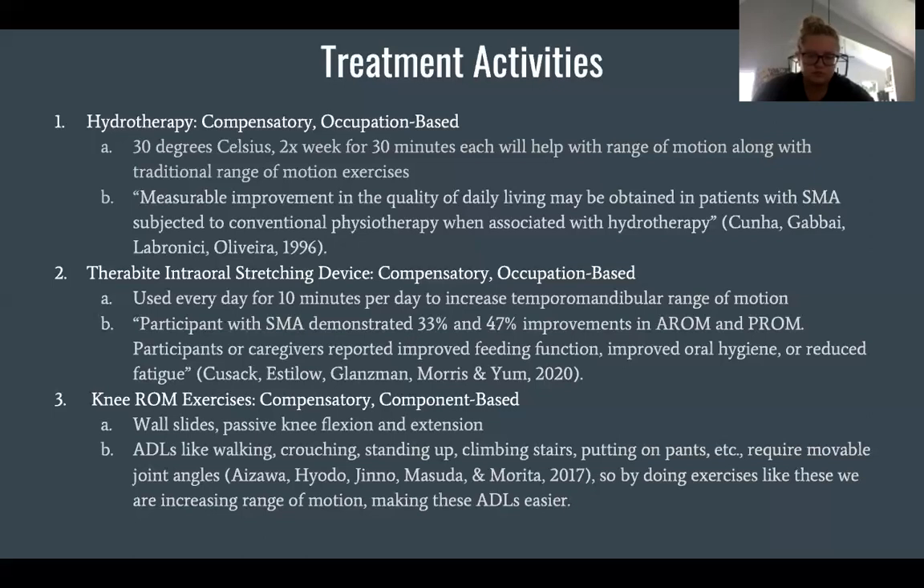And then the last one that we did was knee range of motion exercises. And this is compensatory and component based. And so that's going to include wall slides and passive knee flexion and extension exercises and activities. And that's going to help with ADLs like walking, crouching, standing up, climbing stairs, putting on pants, and they require movable joint angles. And so by doing these exercises, we are increasing the range of motion, making these ADLs easier.